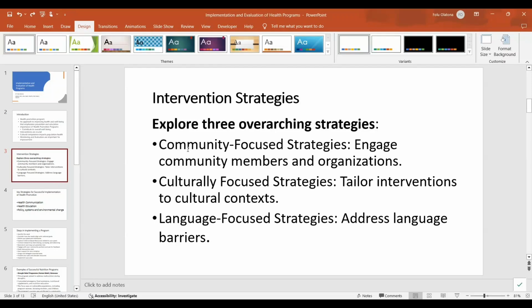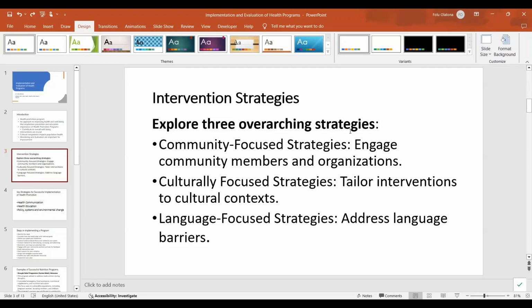So there are 3 overarching strategies that are used for intervention. The first one is community-focused strategies. That means when we are delivering intervention or health promotion to the people, we must engage community members and organizations. If you don't engage them and they don't see your program as their own, it will be difficult for them to buy into the program and to follow what they are told to do.